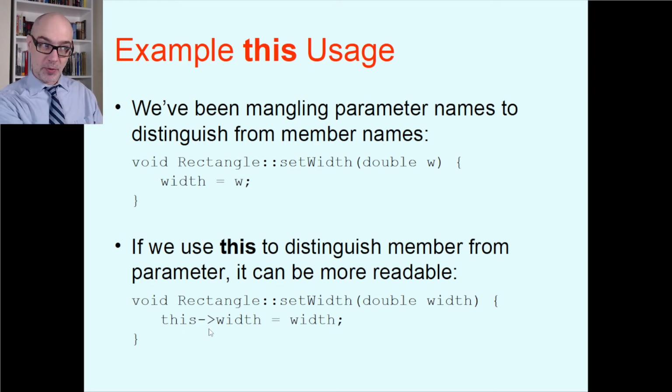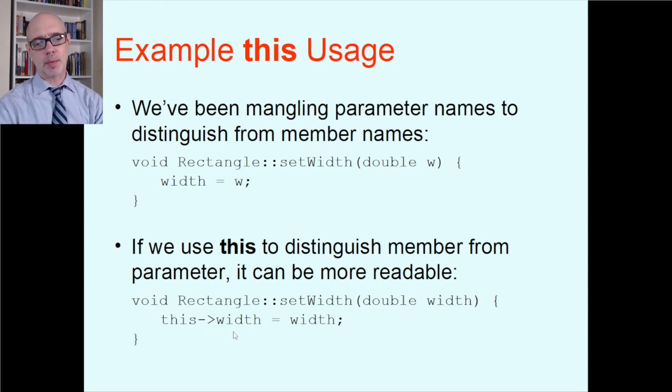Follow that pointer address, go to the actual rectangle data, go to the width member, and then take this number and store it in that. So width, this width here on the right, is referring to the incoming argument, and this arrow width is referring to that member variable in this object, this current object that I'm dealing with.